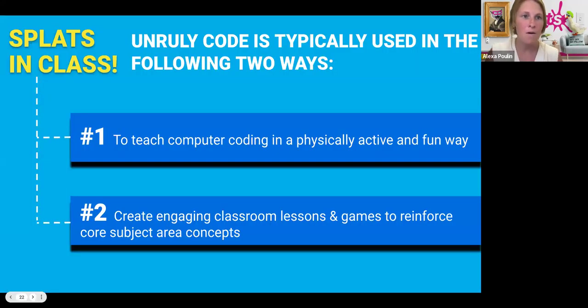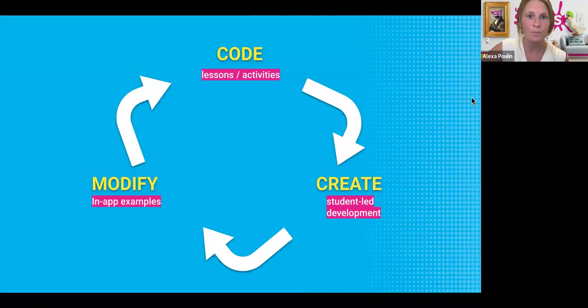But when we think about how Unruly Splats are used in a school, really you see them being used in two ways. One is to teach coding in that physically active and fun way. So students up and out of their seats and creating something tangible like an unruly game and learning coding concepts that way. And then the second way is through our pre-built library of games, where teachers are infusing that movement, that kinesthetic learning and engagement into core content areas using the math and ELA music lessons that we already have available to them in the app. So if you were to go into an Unruly classroom, you'd see the Splats being used in one of these ways.